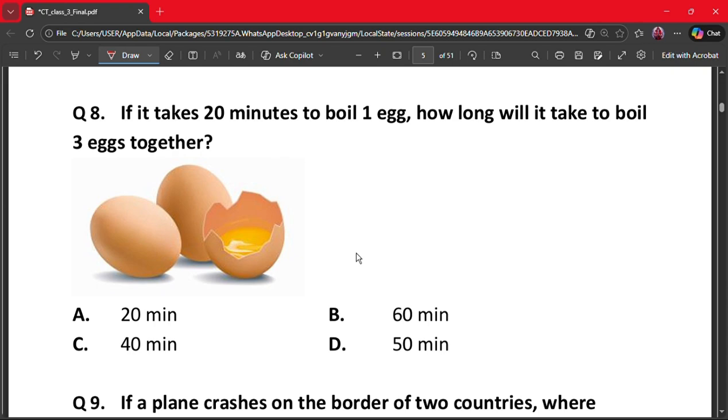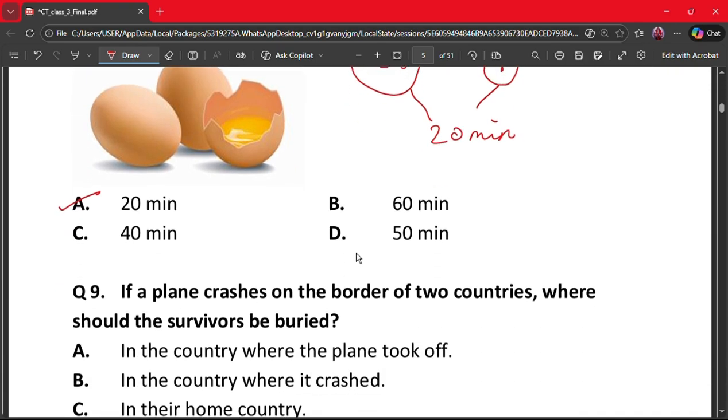Next question is question number 8. If it takes 20 minutes to boil one egg, how long will it take to boil 3 eggs together? The correct answer is 20 minutes, because if you take 1 egg, 2 egg, 3 egg all at the same time, and on a different plate take 1 egg, both will take 20 minutes. So the correct answer is A, 20 minutes.